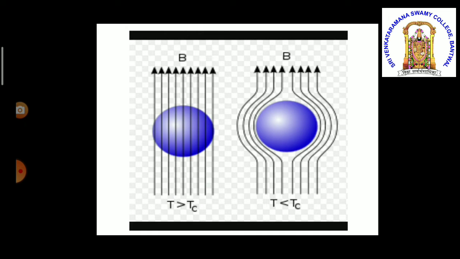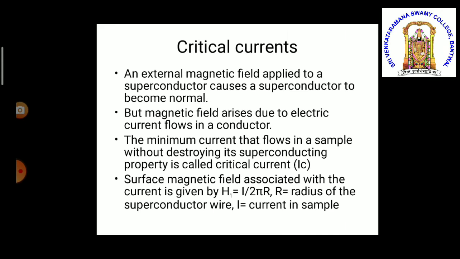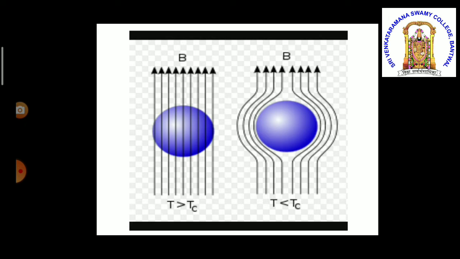In this slide you can see that when the substance is above the critical temperature, it allows magnetic field lines to pass through it. If the substance is a superconductor, that means it is under the critical temperature, it will not allow magnetic field lines to pass through it, or it shows perfect diamagnetism.